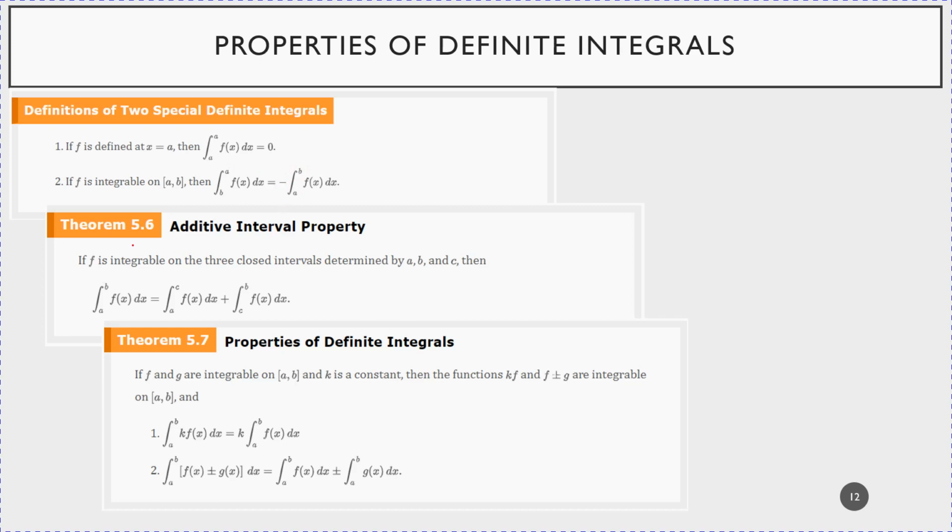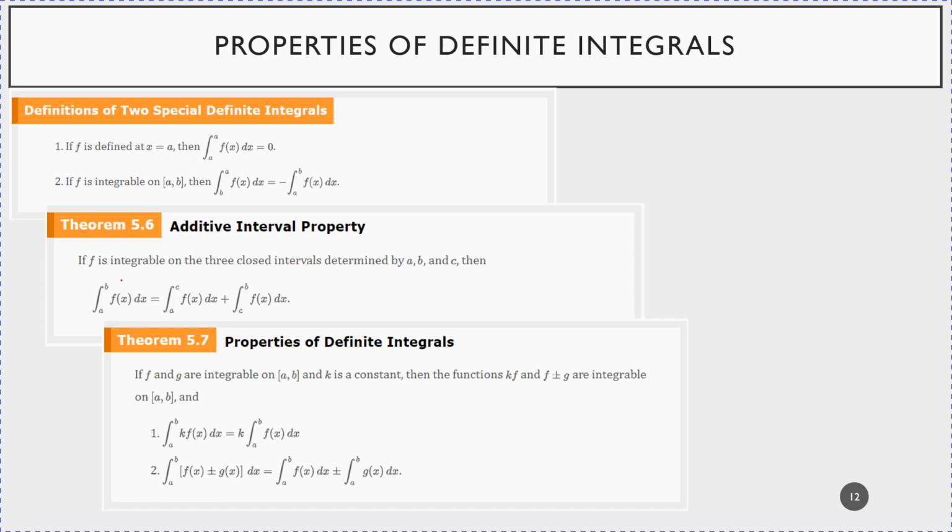Again, if you can integrate f on three closed intervals determined by a, b, and c, then the integral from a to b of f of x dx is equal to the integral from a to c of f of x dx plus the integral from c to b of f of x dx. So long as the bounds line up, a to b is the same, these two integrals are equal.